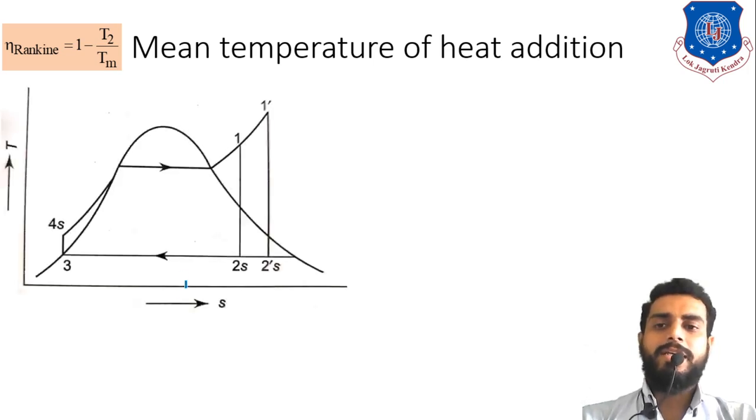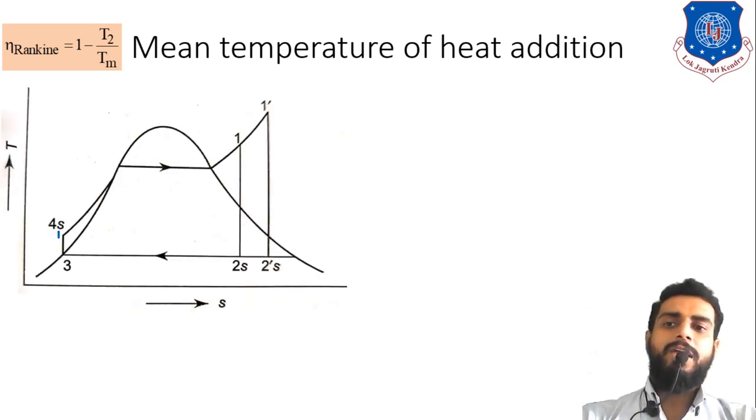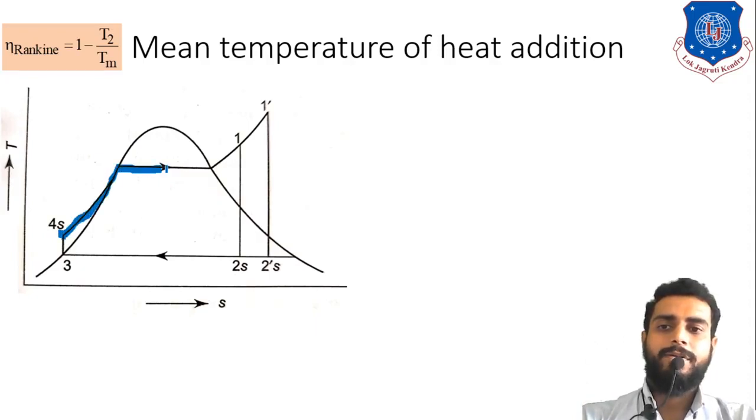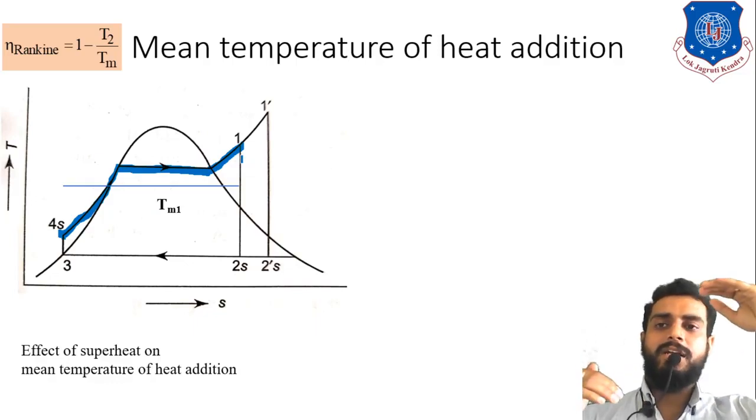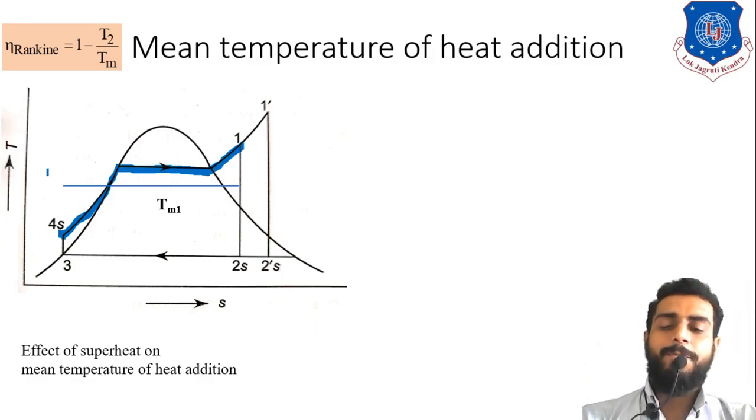Right, now in the TS diagram, as you can see, if I am adding the heat from 4s to 1, my mean temperature of heat addition will be somewhere over here, because the mean temperature of heat addition is nothing but the average or mean of the heat addition temperature endpoints, that is 4s and 1. So our possible mean temperature of heat addition for 4s to 1, Tm1, will be somewhere over here, right, that is Tm1.